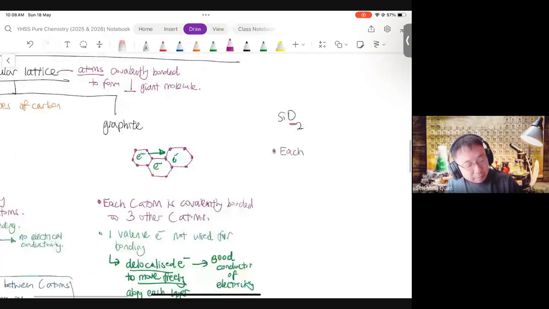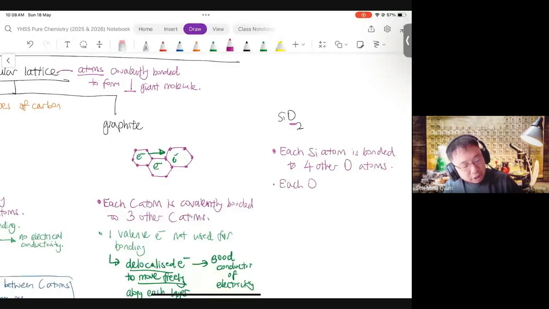So I think it's very important. Each silicon atom is bonded to 4 other oxygen atoms. Whereas each oxygen atom is covalently bonded to 2 other silicon atoms.